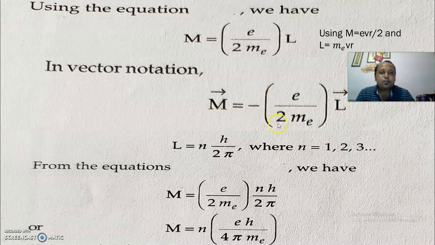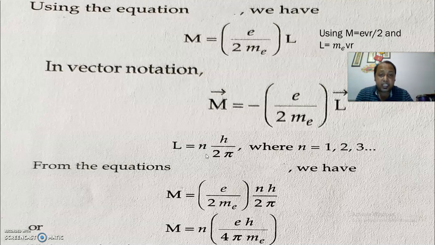Now, according to Bohr's atomic theory, whenever an electron revolves around a nucleus, its angular momentum is an integral multiple of h by 2 pi, where n generally represents the orbit number, or the principal quantum number. Suppose the electron is in the first orbit, so the value of n will be 1. In the second orbit, the value of n will be 2. The second orbit is also considered as the first excited state.